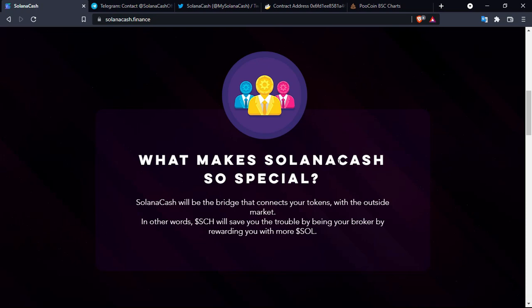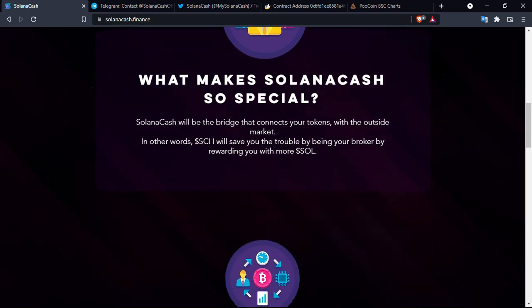So what makes SolanaCash so special? SolanaCash will be the bridge that connects your tokens with the outside market. How so? SCH, or SolanaCash, the token's symbol, will save you the trouble by being your broker, rewarding you with more SOL, SolanaCash.